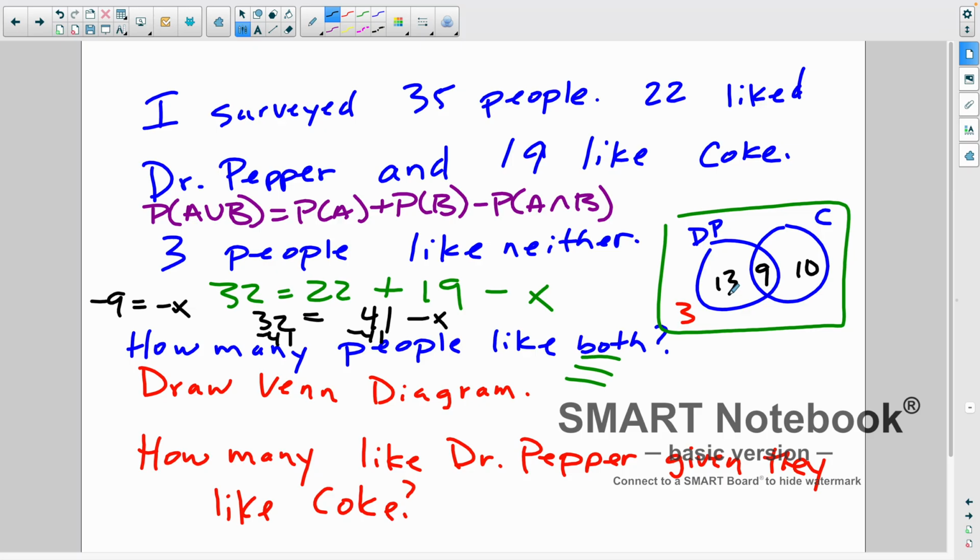Say again? 9 over 19. That is correct. 9 over 19. All right? We talked yesterday about givens and conditional probability. Given that they like Coke, I'm only looking at the people in this circle right there. There are 19 people in that circle. How many of those 19 like Dr Pepper? Well, the 9 that like both, all right? So 9 out of 19.